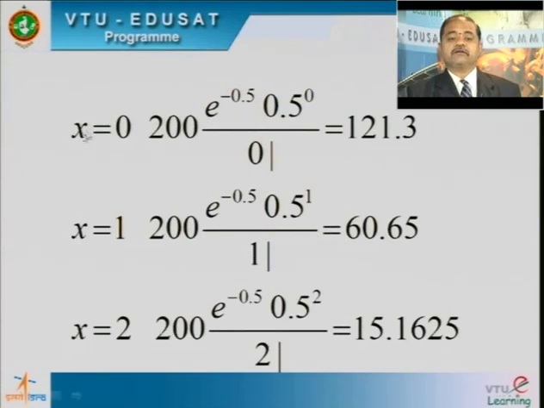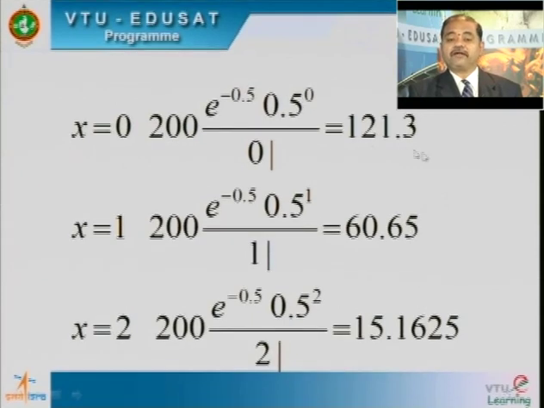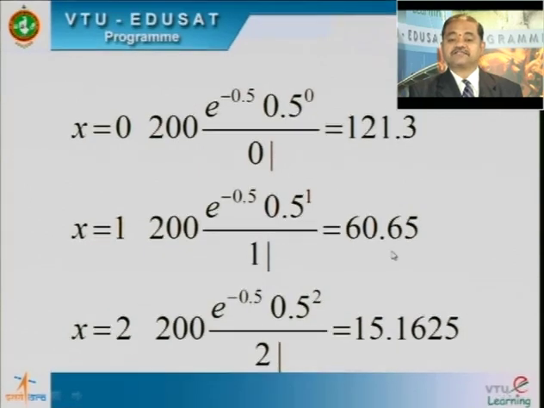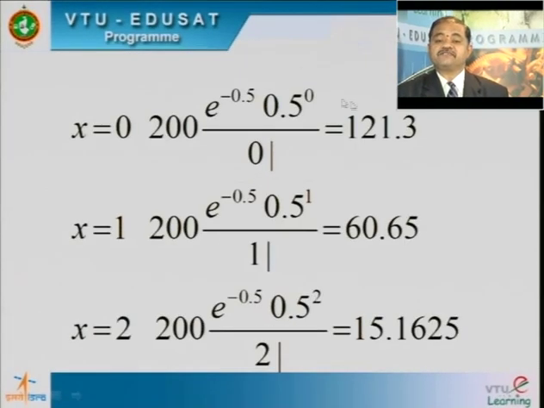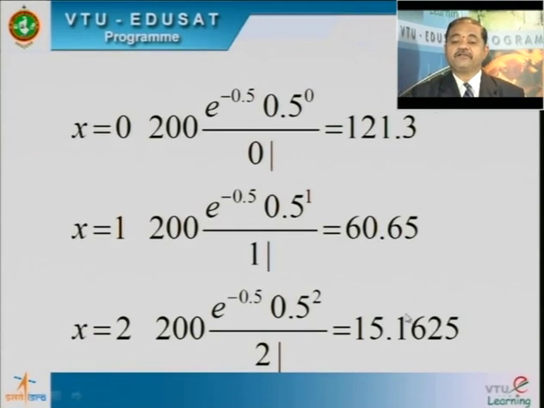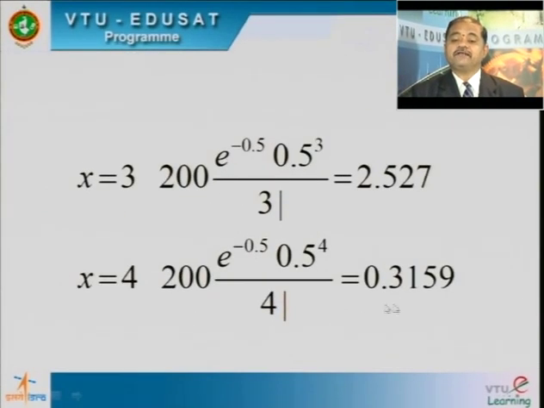Put x is equal to 0: 200, e power minus 0.5, these two become 1, so 121.3. Put x is equal to 1, calculated 60.65. X equal to 2, this is 15.1625. Then x is equal to 3, e power minus 0.5, so 2.527. Finally x equal to 4. So these all are the theoretical frequencies: 121, 60, 15, 2.5, 0.319.